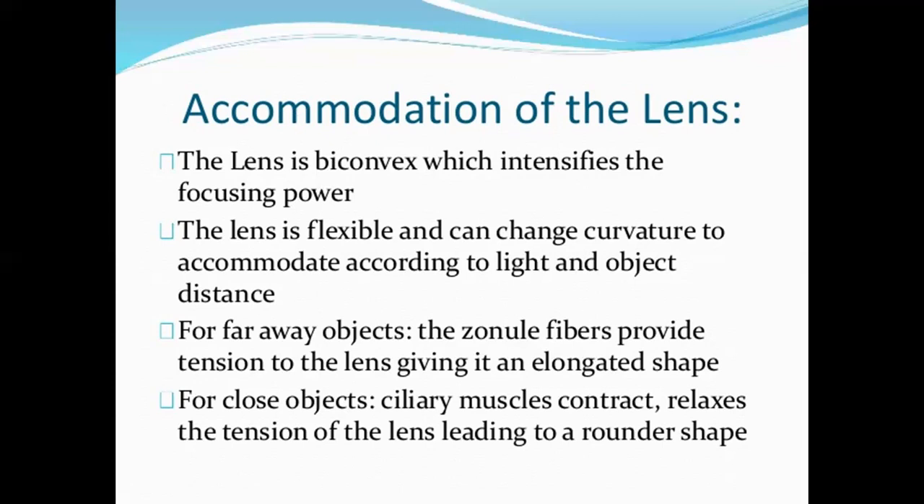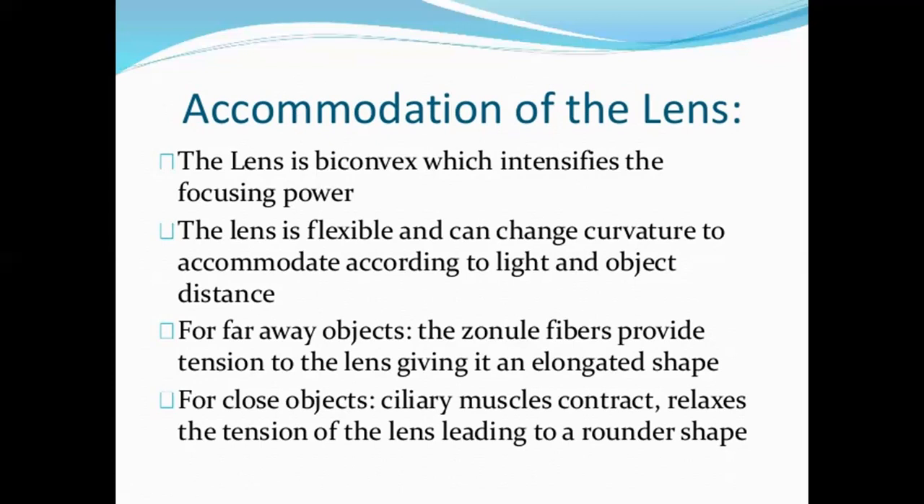For a far away object, the zonule fiber produces tension on the lens, giving it an elongated shape. If the object is very far, there is a zonule fiber in our eye. This zonule fiber produces tension on the lens. When the tension is produced on the lens, it gives it an elongated shape. In this way the eyes are able to see that object.